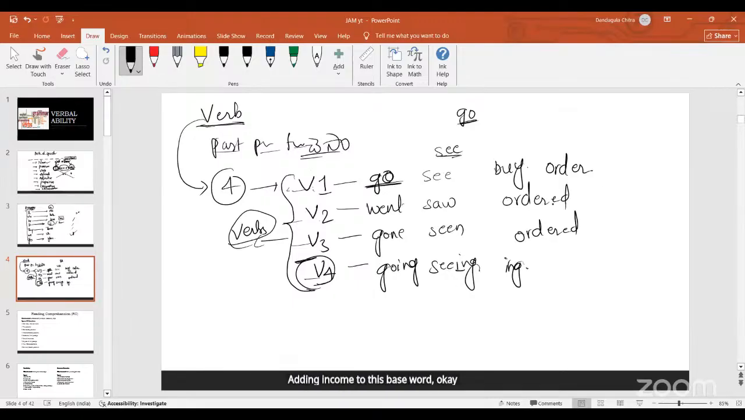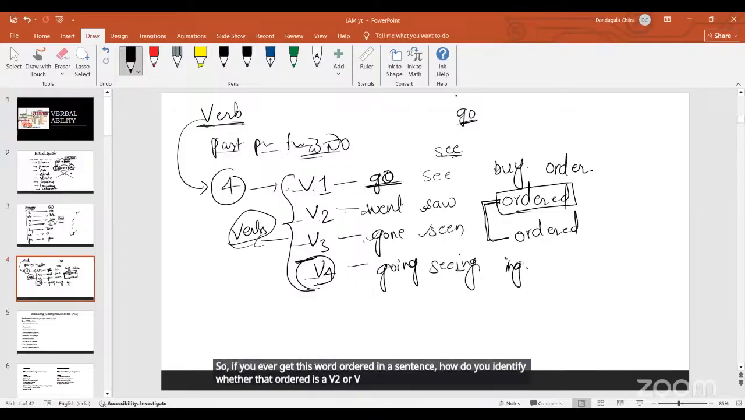As you can see here, in the previous condition V2 and V3 are different, like went and gone, saw and seen. But here V2 and V3 are the same. So if you ever get the word ordered in a sentence, how do you identify whether that ordered is V2 or V3? Can anyone tell me? Based on the helping verb. Yes, exactly. So it will be completely based on the helping verb. That will be more clear once we're done with the tenses part.